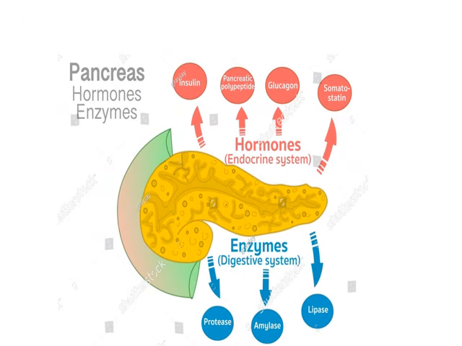This diagram illustrates a functional split. The endocrine part releases hormones like insulin, pancreatic polypeptide, glucagon, and somatostatin. In contrast, the exocrine part uses the acinar cells to produce digestive enzymes like lipase, protease, and amylase, which are secreted through ducts into the small intestine to aid digestion.